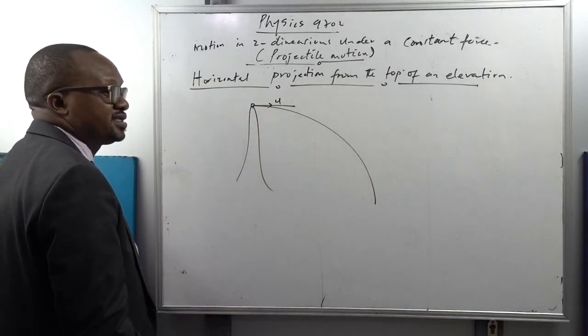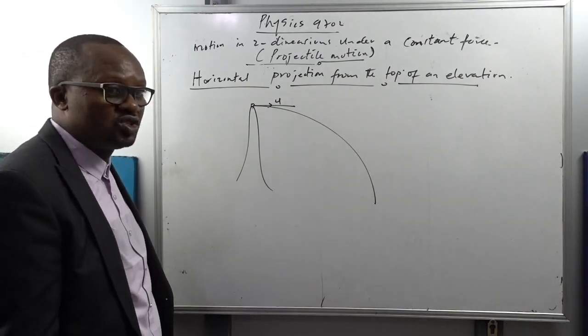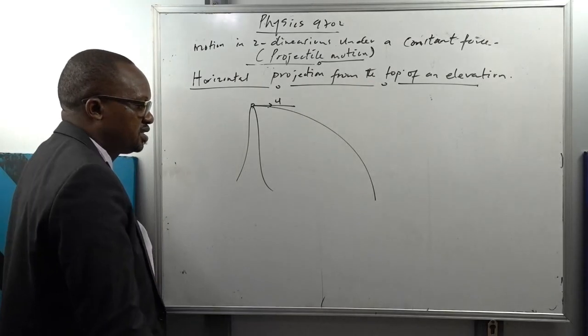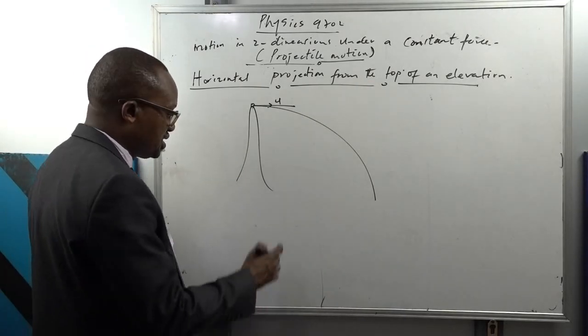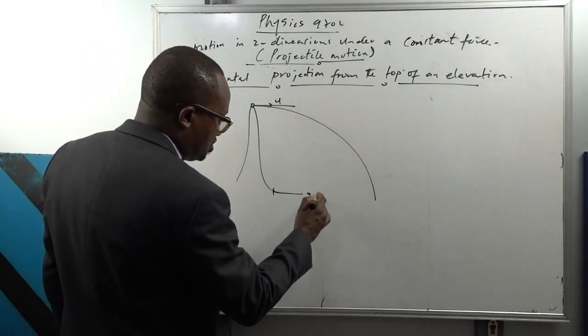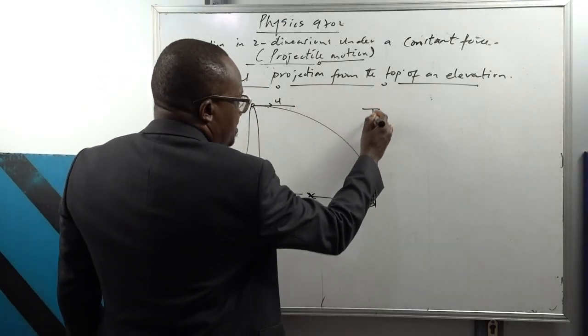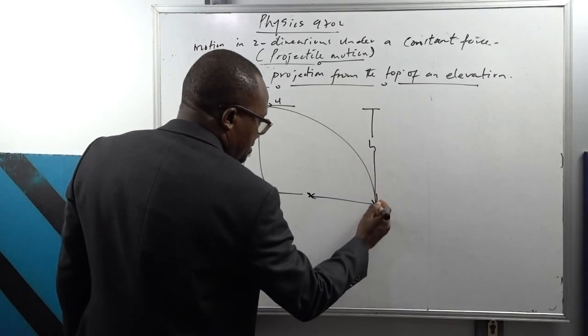So we can say that the motion of the particle is in two dimensions. It covers motion along the vertical, which is vertically downwards, and motion along the what? Horizontal. So that is the horizontal distance covered x, and the vertical displacement downwards h.